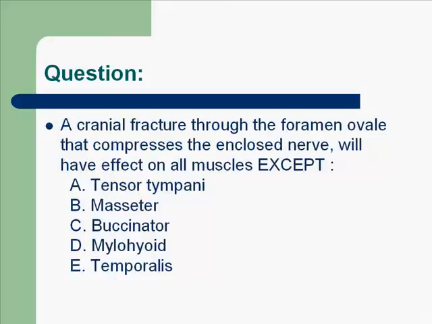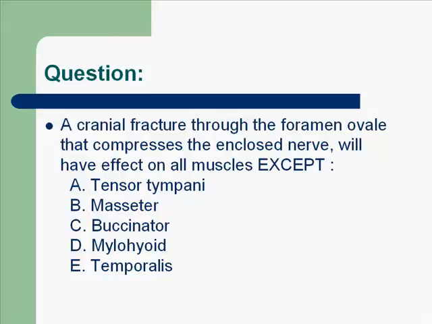Two more questions. A cranial fracture through the foramen ovale that compresses the enclosed nerve will have an effect on all muscles except A, B, C, D, E. If you answered C, you would be correct. Remember that the mandibular division of the trigeminal nerve is transmitted through the foramen ovale. Branches from the nerve innervate the muscles of mastication, like the temporalis and the masseter.